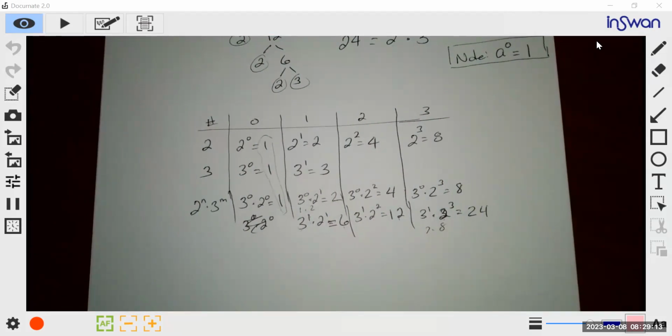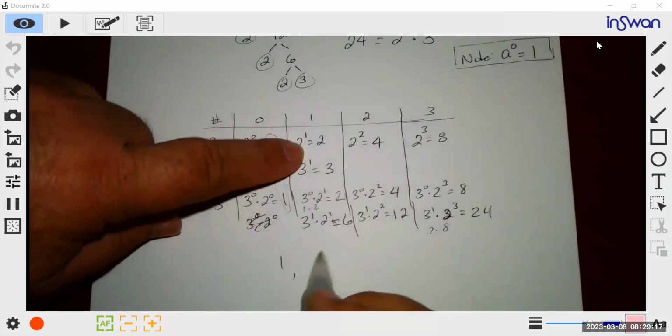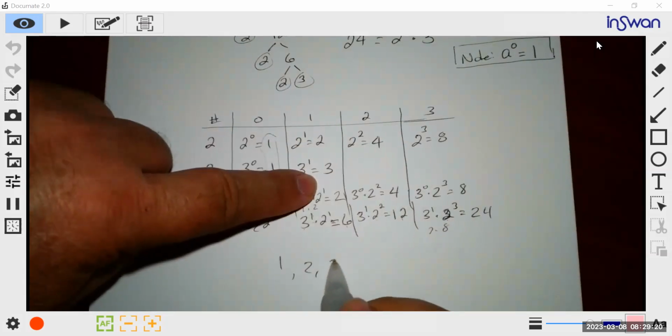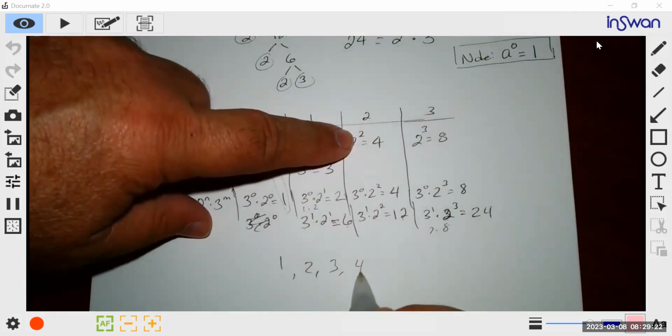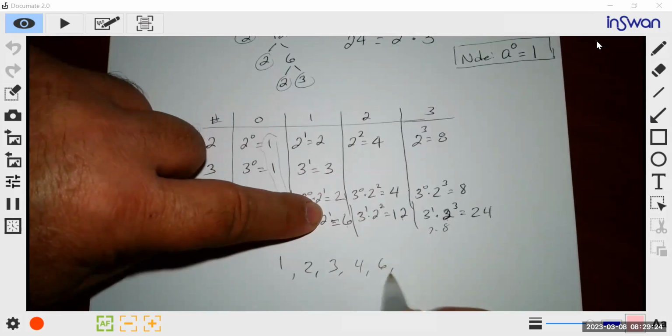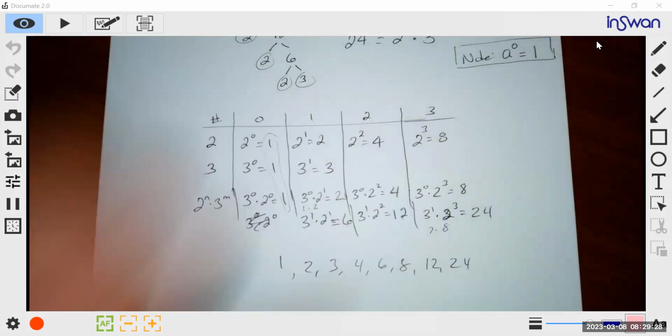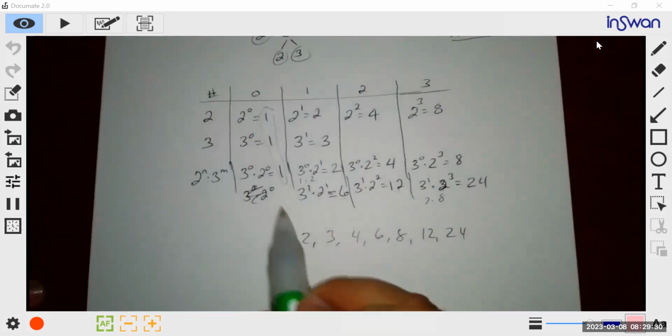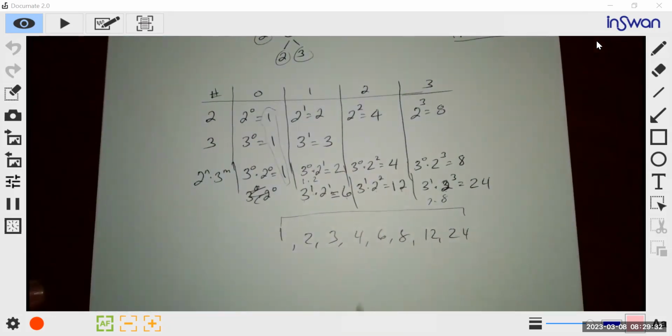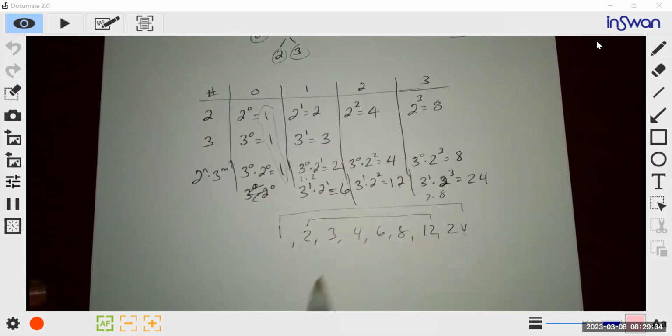These are all the different combinations, but the only possible factors we have are 1, 2, 3, 4, 6, 8, 12, and 24. 1 times 24 is 24. 2 times 12 is 24. 3 times 8 is 24, and 4 times 6. Those are all the possible combinations.